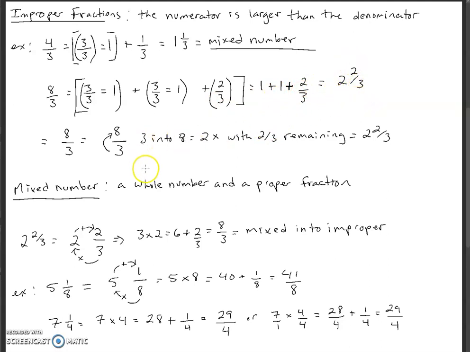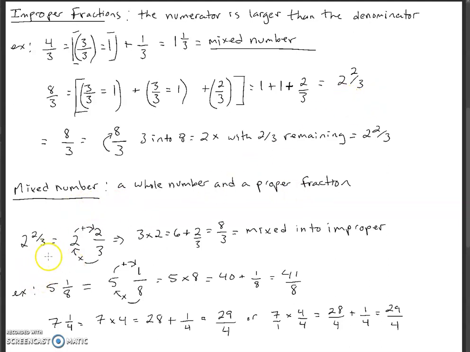We can approach this a different way, where with 8/3, basically how many times does 3 go into 8? It goes 2 times, and then there's 2/3 remaining. So we can also deal with it in those terms, 2 and 2/3. So a mixed number is a whole number and a proper fraction, essentially. So that is what we have up here.